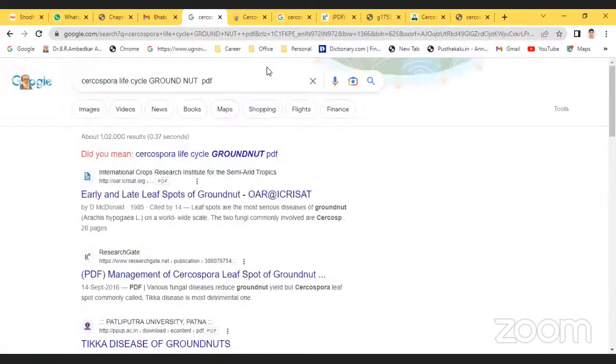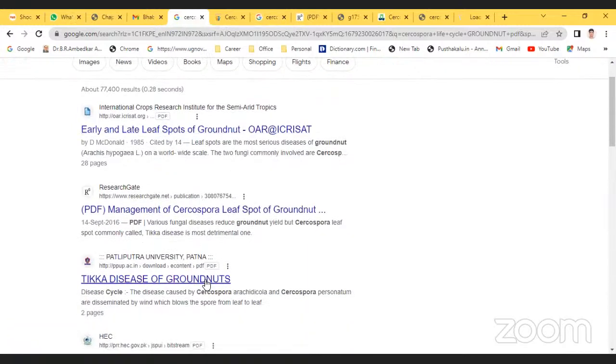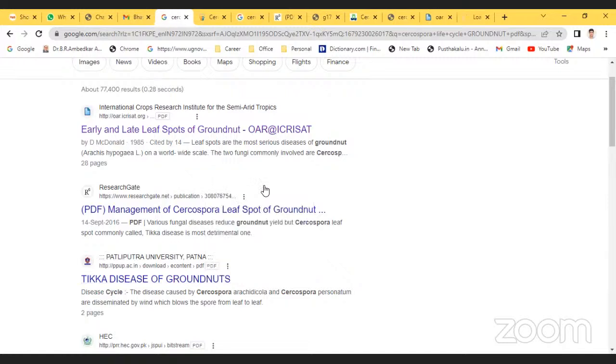So there are about 700 species. The genus Cercospora causes leaf spot diseases. What is this? Leaf spot diseases. In this, the disease or leaf spot disease affects various hosts belonging to cereals, pulses, oilseeds, fiber crops, and vegetables also.